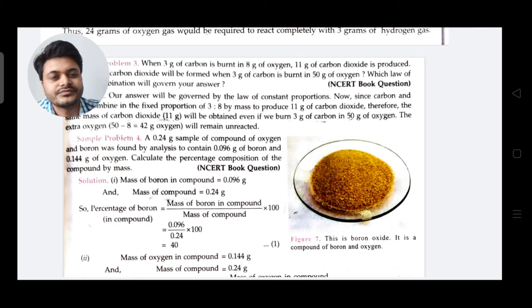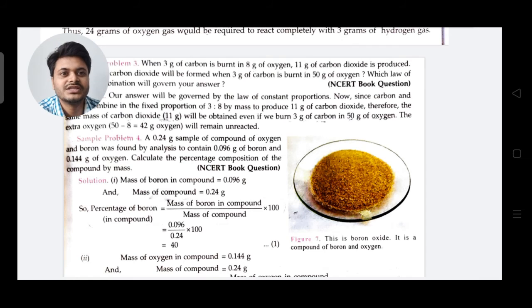Okay, so the last sample problem you can see: a 0.24 gram sample of a compound of oxygen and boron is found by analysis to contain 0.096 gram of boron and 0.144 gram of oxygen. Calculate the percentage composition of the compound by mass. So you can see the solution.